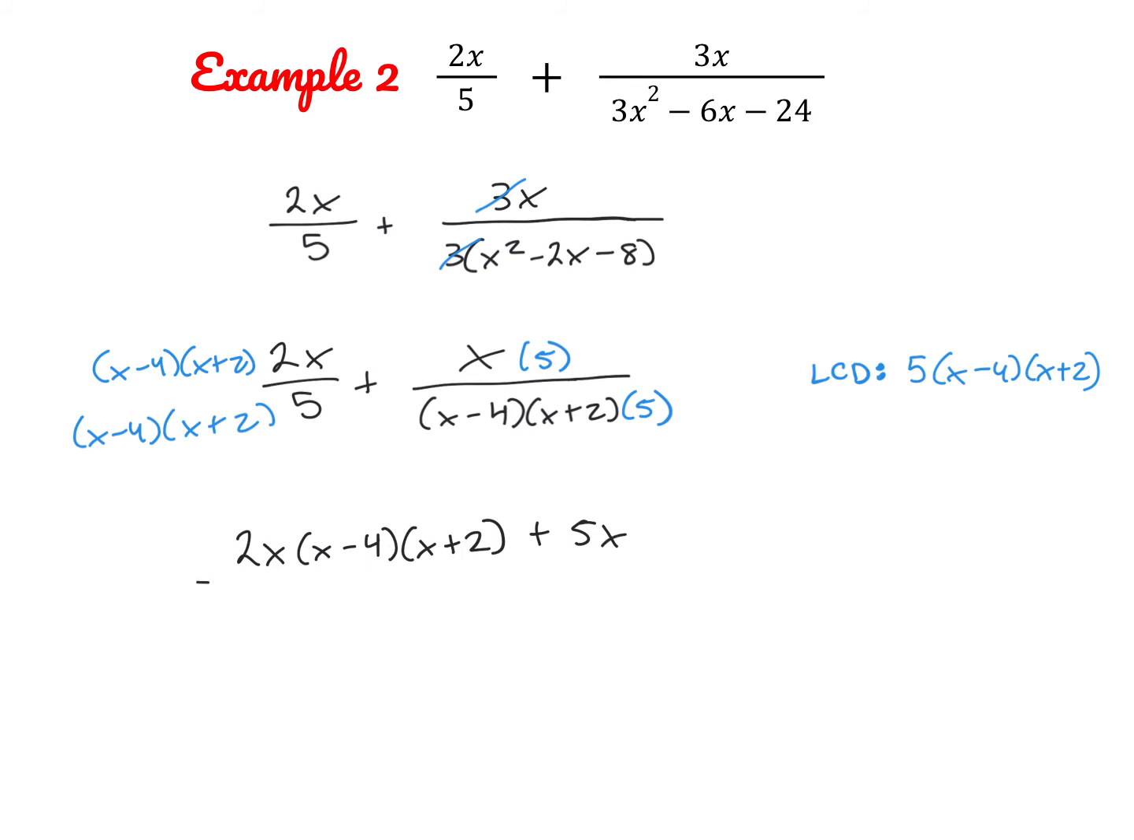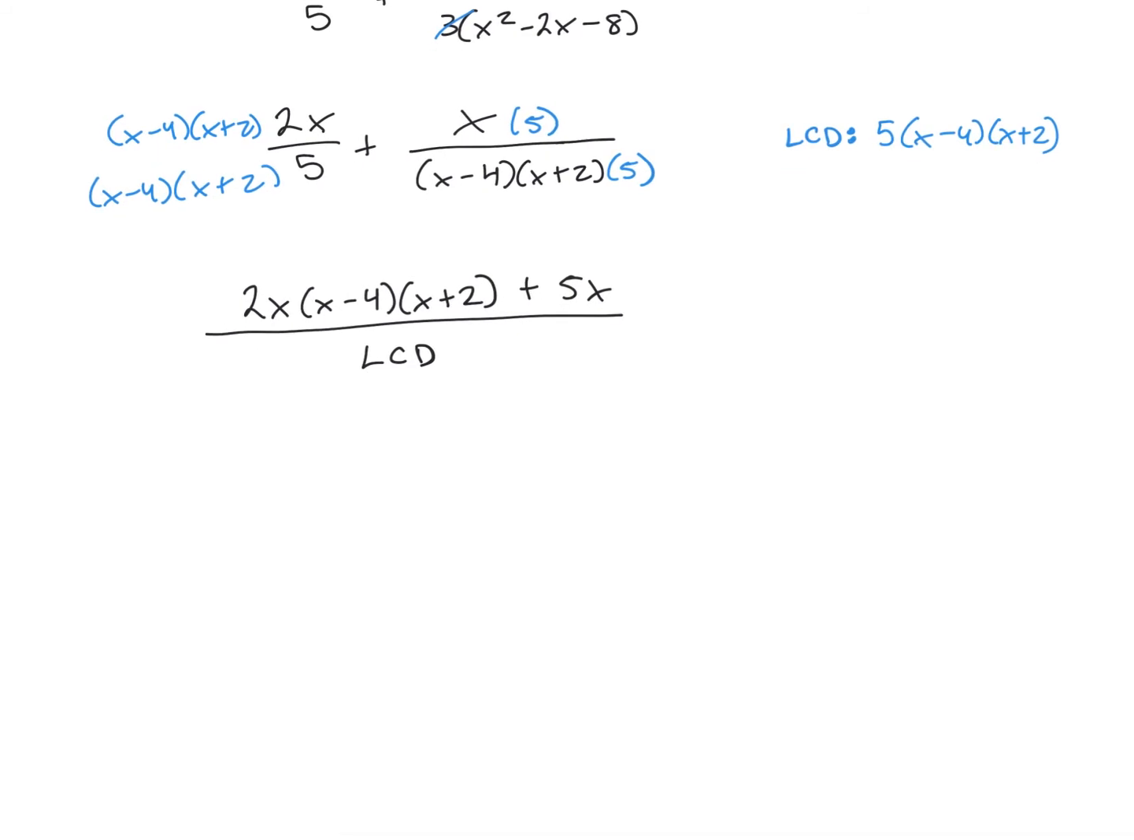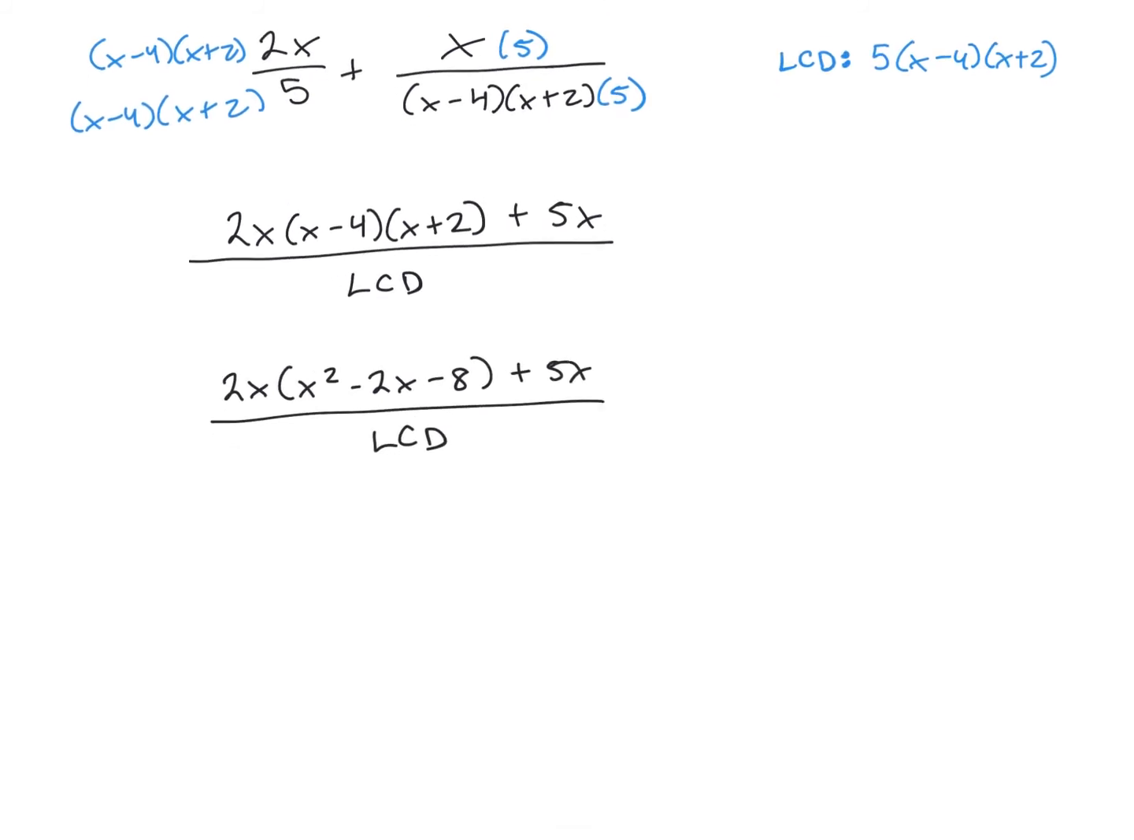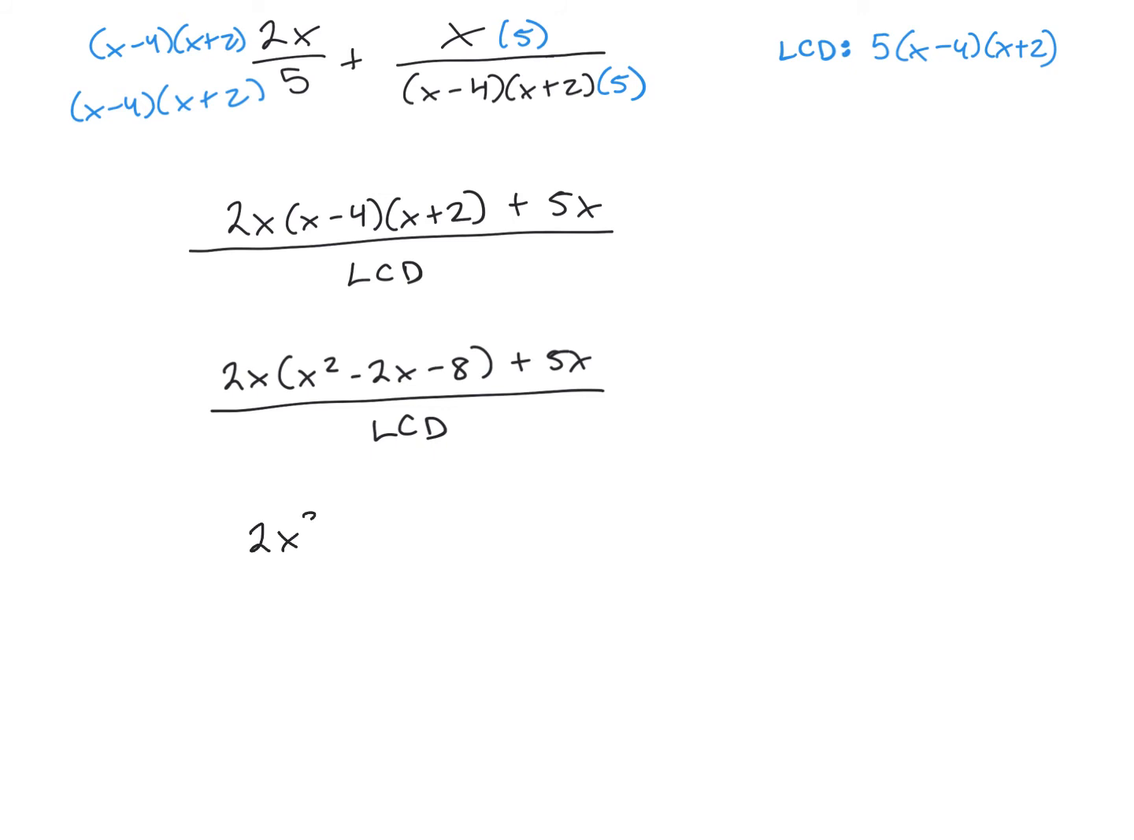Plus 5x all over our LCD. I'll just do that to save us a little time. Now we just need to multiply out our numerator. That gives us 2x times x squared minus 2x minus 8 plus 5x over our LCD. And then we have 2x cubed minus 4x squared, and then here we'll have negative 16x plus 5x, so negative 11x, over 5 times x minus 4 times x plus 2.